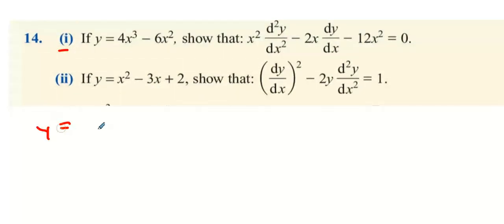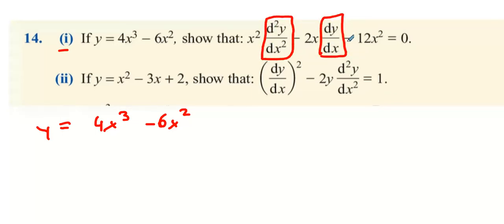If y equals 4x cubed minus 6x squared, we need to get the second derivative, because you can see they need the second derivative here, and we need the first derivative here. So first of all, what is the first derivative? Bring a 3 to the front, multiply by the 4, and we get 12x squared. Bring the 2 to the front, take 1 away from the power, you get 12x.